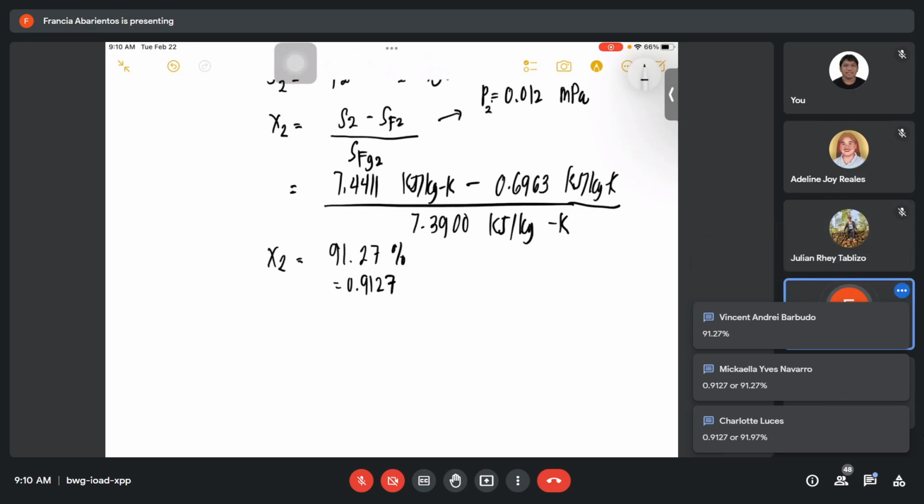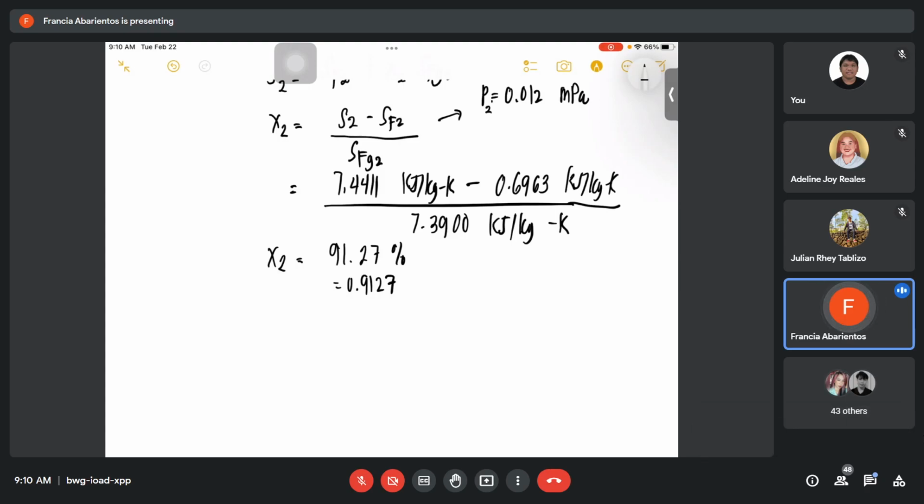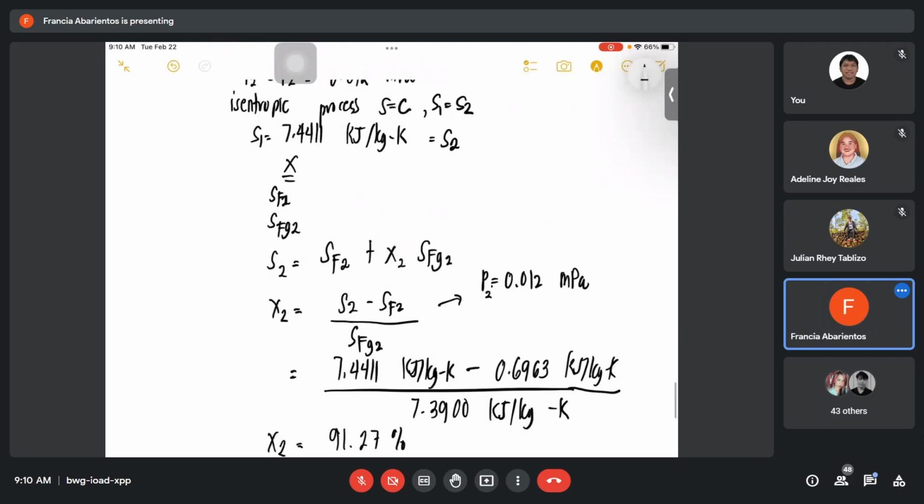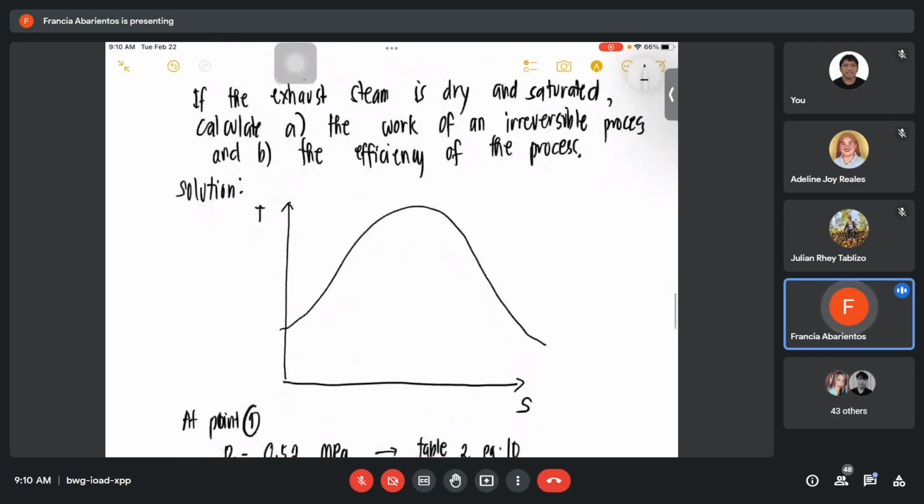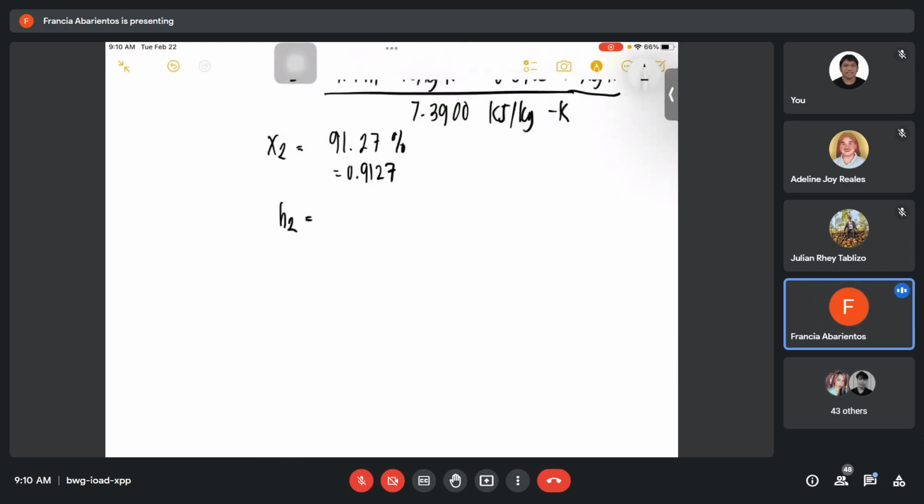So, bakit pinakita yun ni ma'am? Kasi, ang hahanapin natin dito is also the H2. Okay. Bakit kailangan natin yung H2? Kasi when we compute for the efficiency of the process, we need the ideal work and the actual work. Okay? Kasi tanong yan, class, dito sa problem. The efficiency of the process. Okay? Dalawa lang naman pinapahanap niya. Okay? So, finding the H2, we have HF2 plus the quality at 0.2 and the HFG. Okay? Ano yung HF2 nyo?